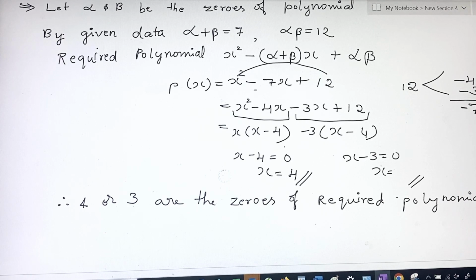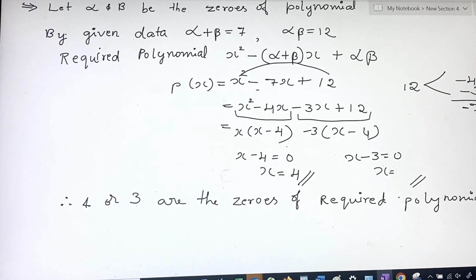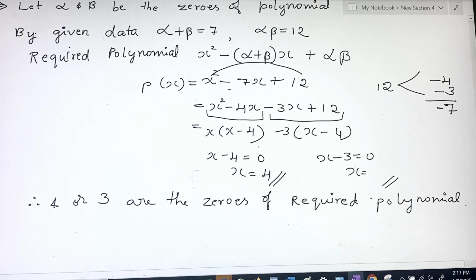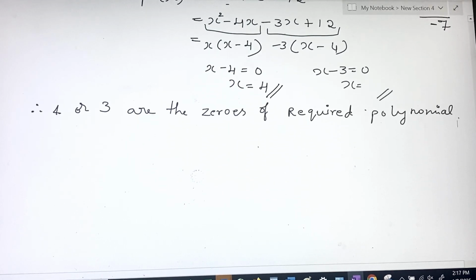Required polynomial. 4 or 3 are the zeros of the required polynomial. So if we do this, we get how much? We get 3 marks for all the steps. Now let's move to the next question.